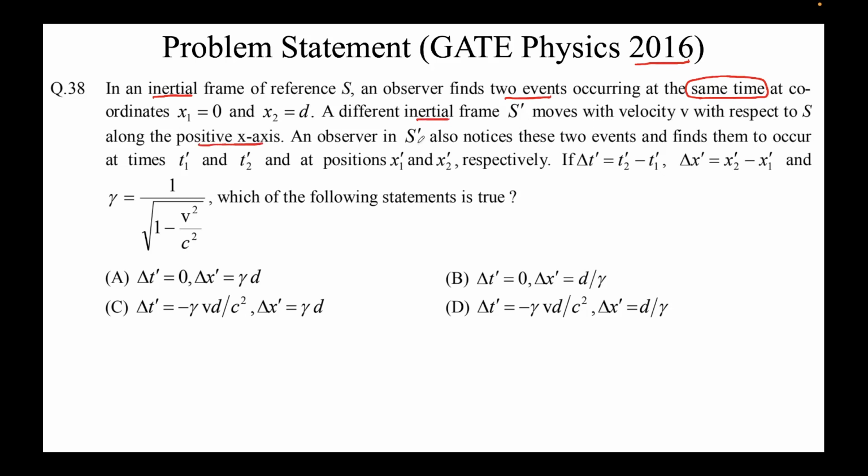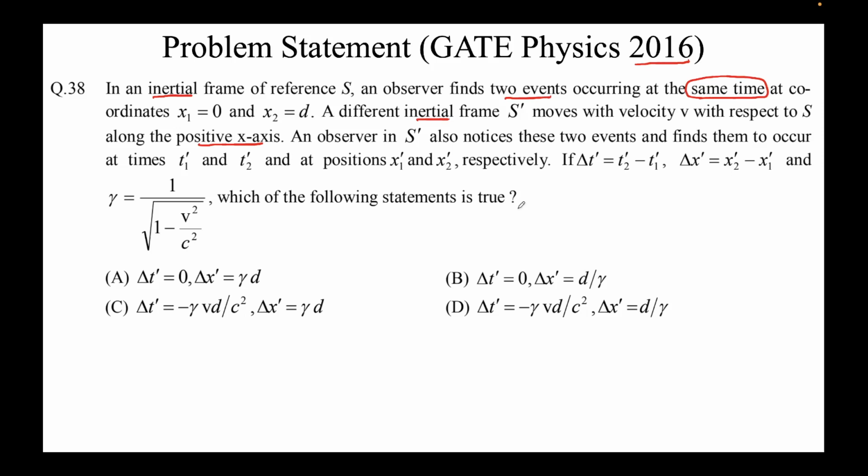An observer in S prime also notices these two events and finds them to occur at times t1 prime and t2 prime and at positions x1 prime and x2 prime respectively. If delta t prime is t2 prime minus t1 prime, delta x prime is x2 prime minus x1 prime, and gamma is this entity, which of the following statements is true? This is a multiple choice question with only one correct answer, and we need to find the correct one.